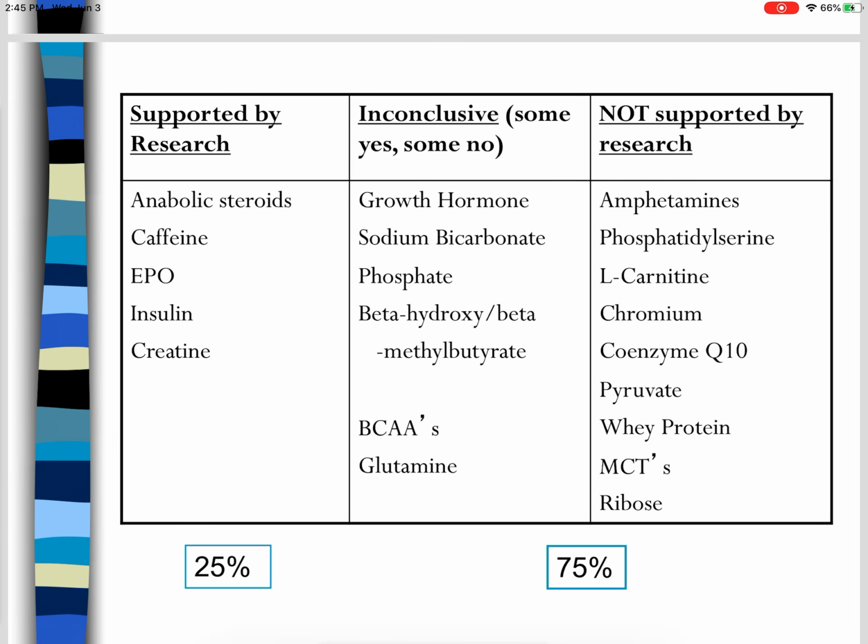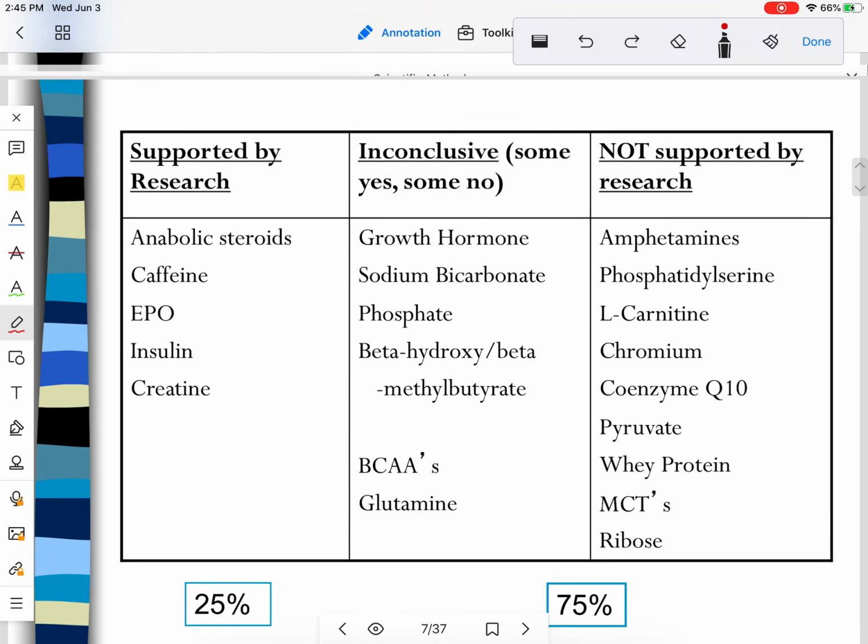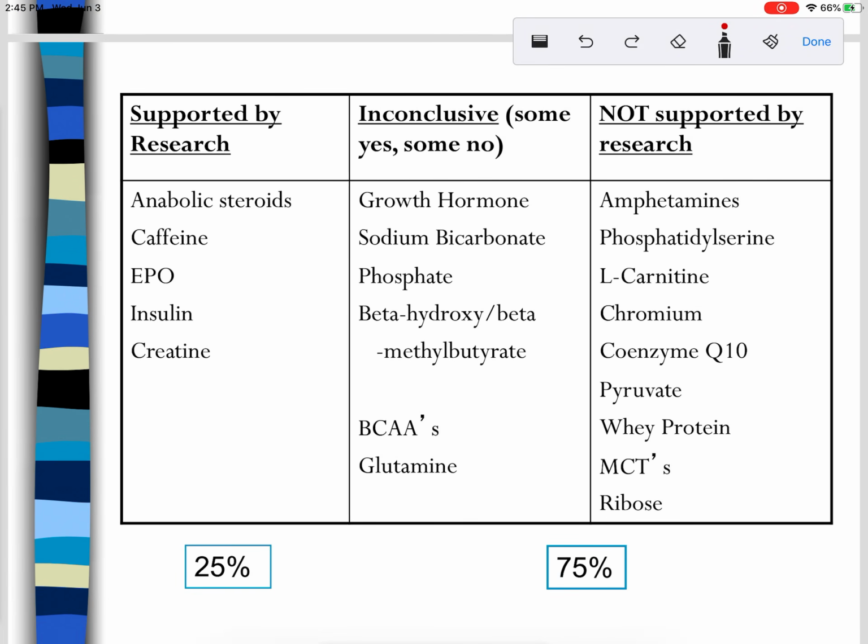25%. You do not need to know these right now for this course. I am simply making a point. So you don't need to know them right now, word for word, but I am making a point. I've listed 20 commonly used ergogenic aids, and they might look familiar to you, some of them. But only 25%, only 5 out of all 20 have been supported by research.